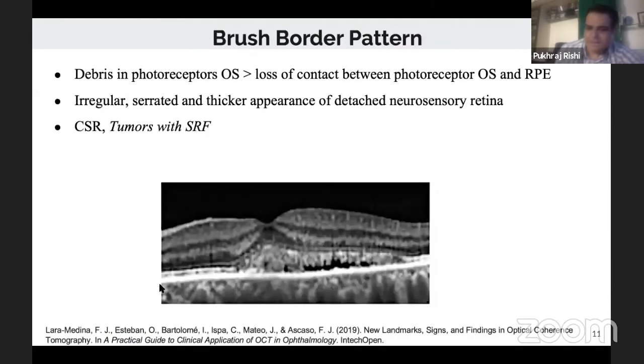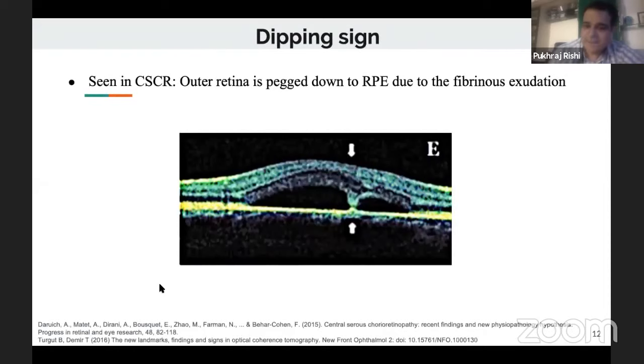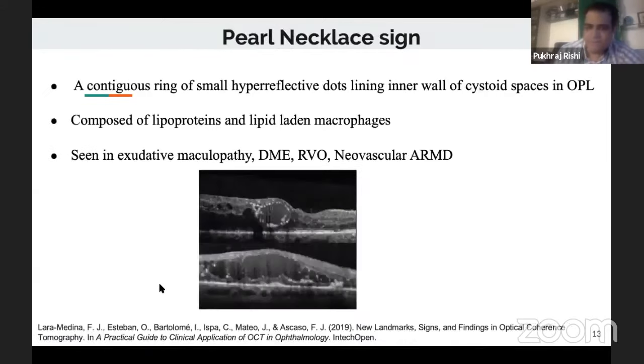So this brush border pattern is very familiar to us handling cases of CSR, but it also is seen in patients who have tumors like choroidal nevus or circumscribed choroidal hemangioma, which can masquerade as central serous retinopathy. This dipping sign, again familiar with the CSR cases, here the outer retina tries to impinge on the RPE because of the fibrin. The pearl necklace sign is a contiguous ring of small hyperreflective dots within the inner lining wall of the cystoid spaces. This denotes chronicity and a poor prognostic outcome.